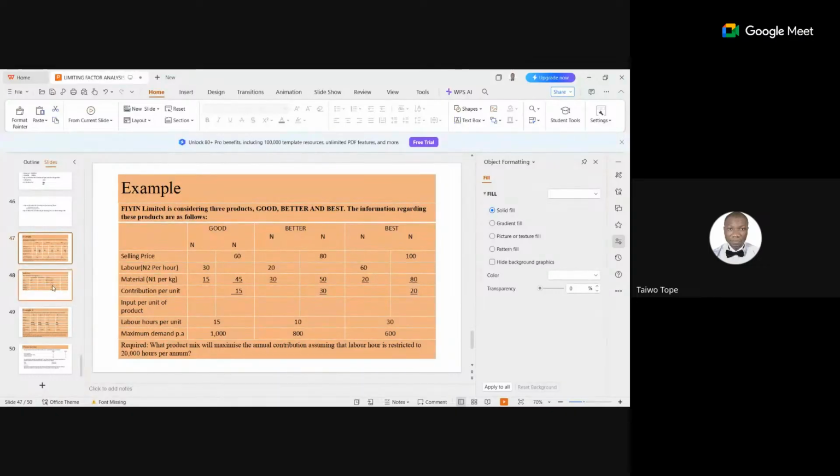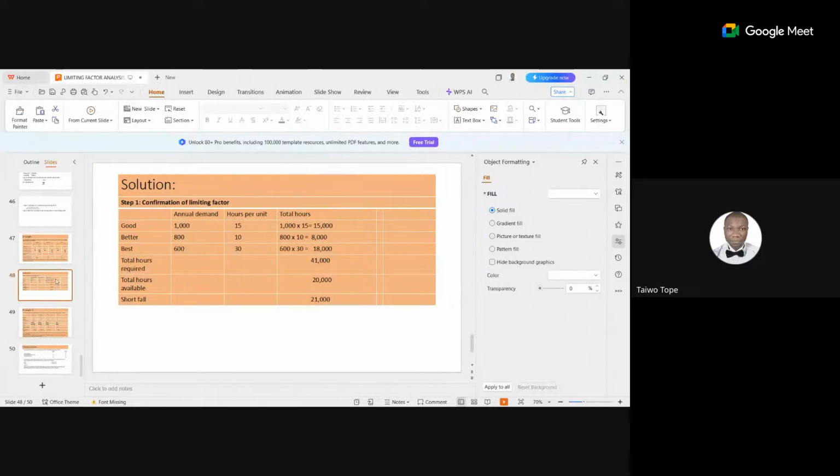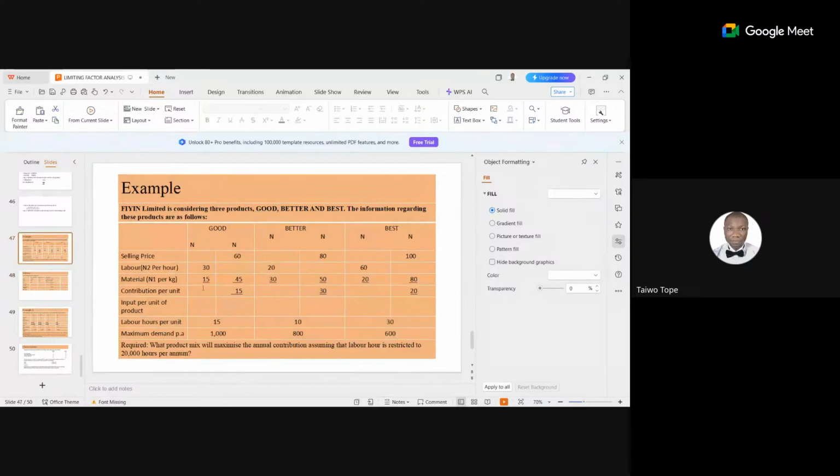Contribution per limiting factor. Based on the formula I displayed, what are we to do? Anybody to help? We divide our contribution by the new rate. That's 15/15. Okay, you divide. You are very correct. This is the contribution per unit, right?